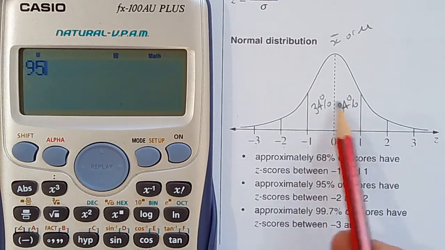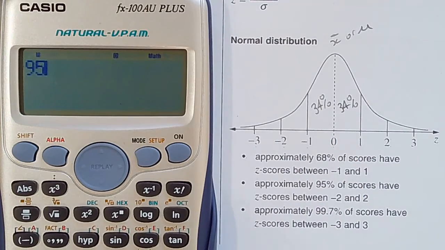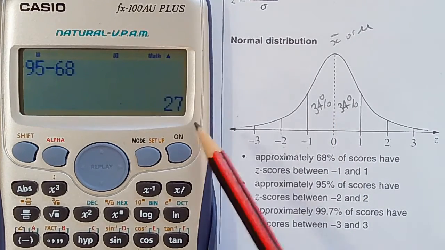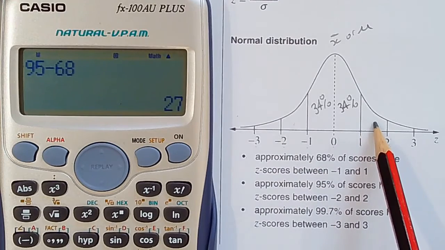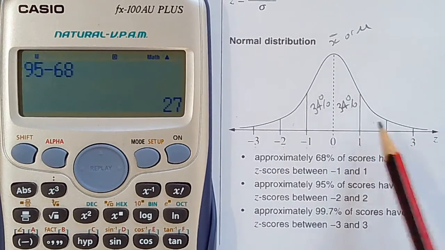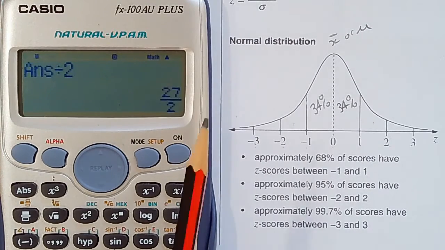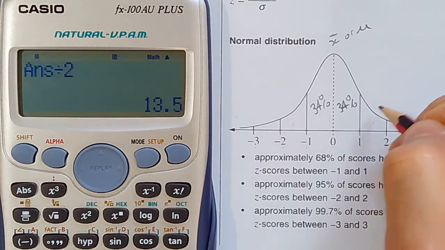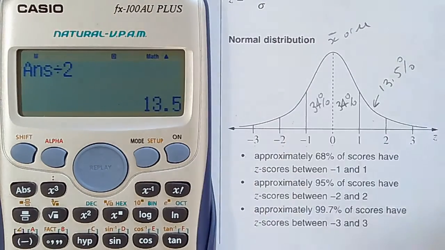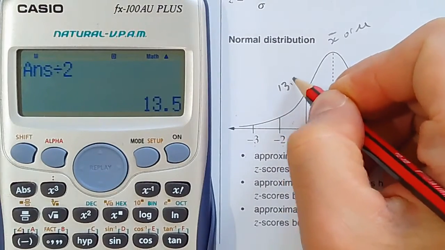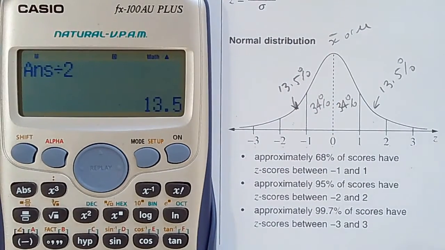Now we've already accounted for 68%, haven't we? So if we subtract 68% from 95%, we get 27% left over that belongs in here and in here. Now this curve is symmetrical. It's one of the properties of a normal distribution or a bell curve. So if we divide that by 2, you get 13.5%. So this region here is 13.5%. And that's a good thing about it being symmetrical as well. What you work out for one half is exactly the same for the other half. So there's 13.5% on either side.